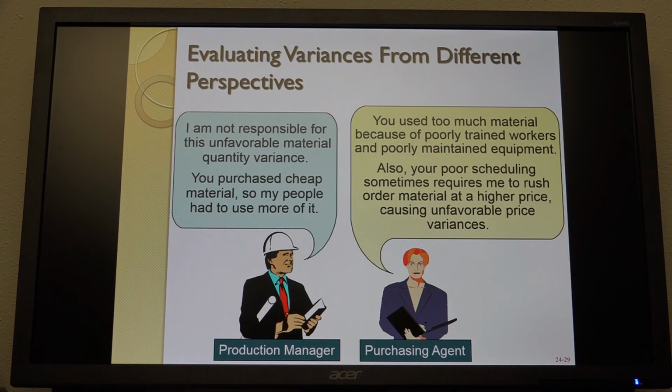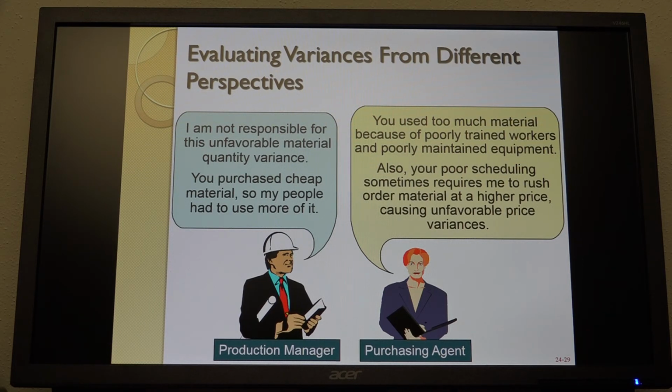Well, how do we evaluate these variances? It depends on your perspective, who you are in this whole process. You've got a production manager and a purchasing agent. The production manager is responsible for taking the materials and producing the product. The purchasing agent is responsible for purchasing the materials that are used.